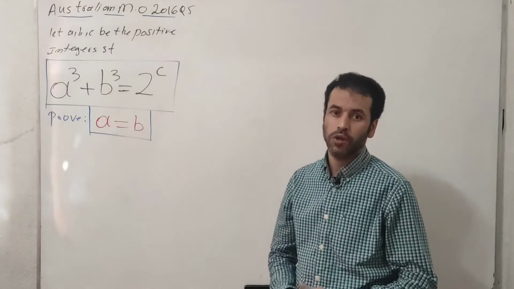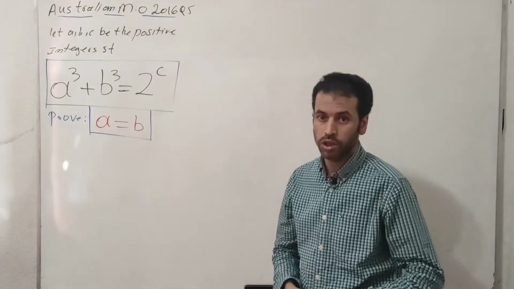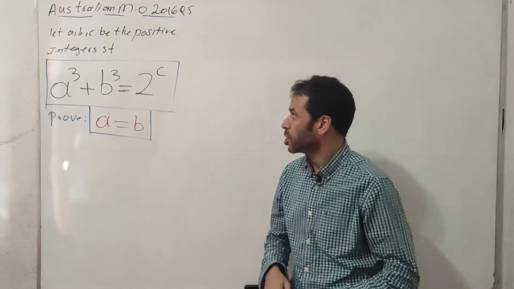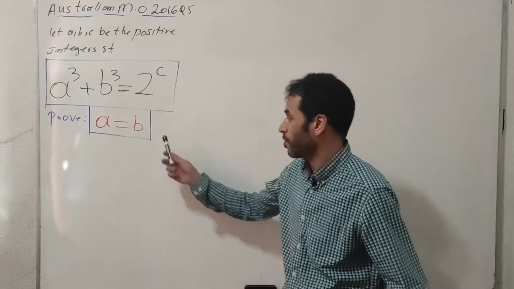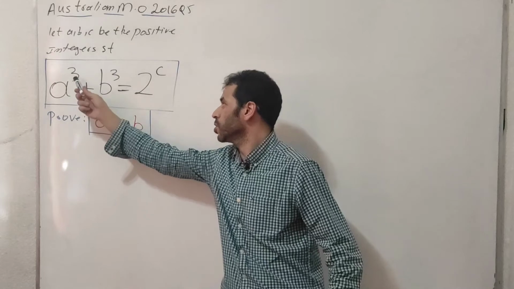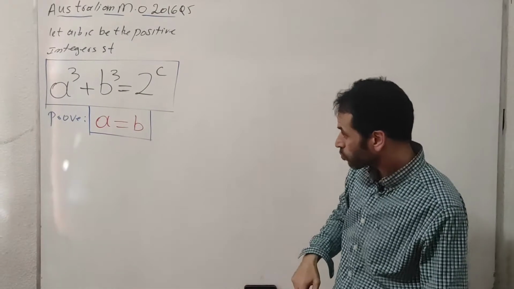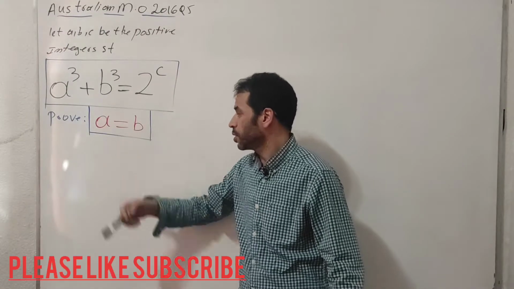In today's video, I would like to introduce you to a very nice problem from the Australian Mathematical Olympiad, edition 2016, question number 5. Let a, b, and c be positive integers such that a cubed plus b cubed equals 2 to the c as a power. Our goal is to prove a equals b.